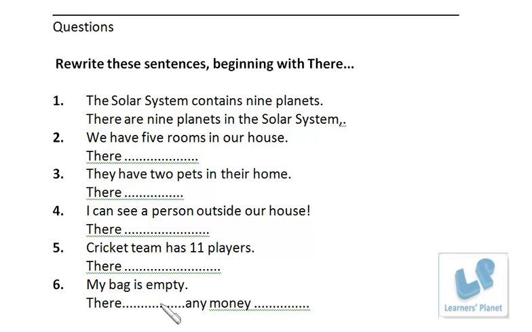My bag is empty. My bag is empty means मेरे बैग में कुछ नहीं है, मेरा बैग खाली है. Okay, so there isn't any money in my bag. Okay, empty means कुछ नहीं है, खाली है. इसका मतलब there isn't any money in my bag. Okay, so pause the session, read out all the sentences once again.